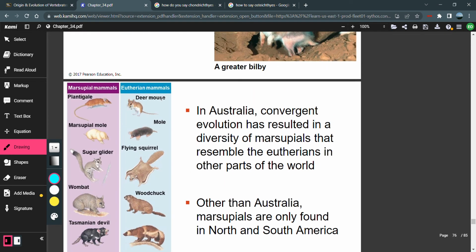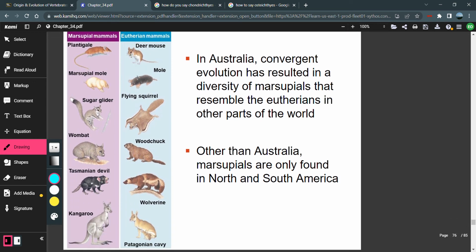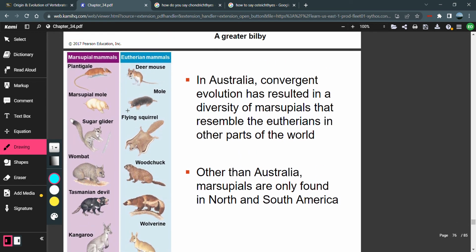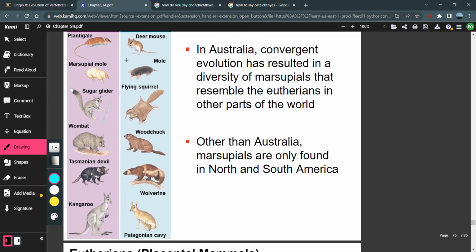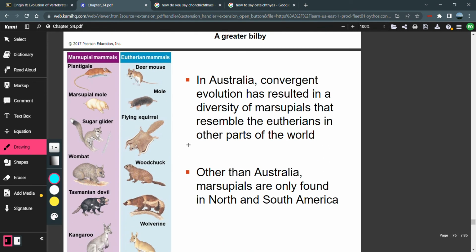Eutherian mammals are animals that do not originate from Australia. Other than Australia, marsupials are only found in North and South America.